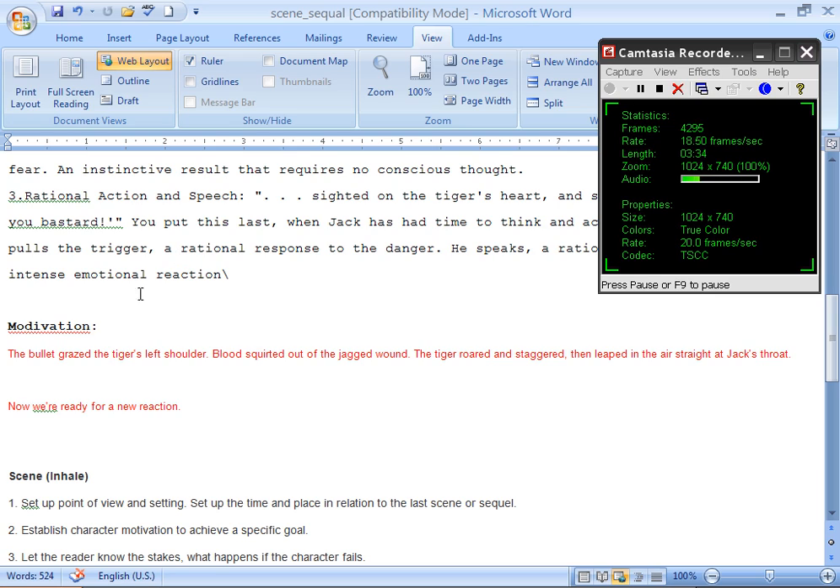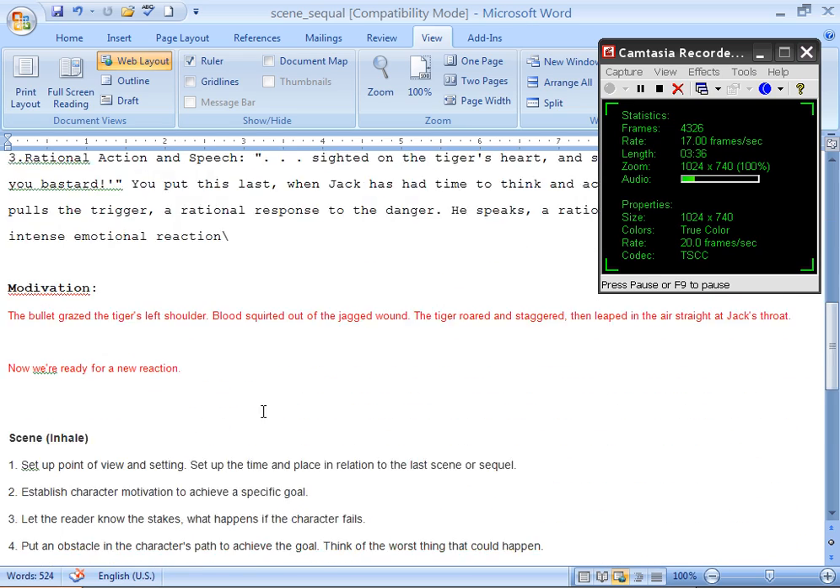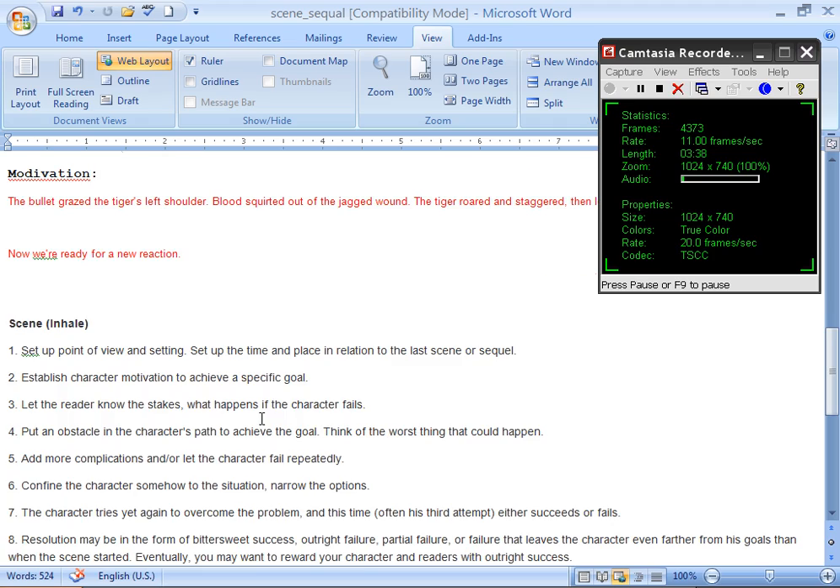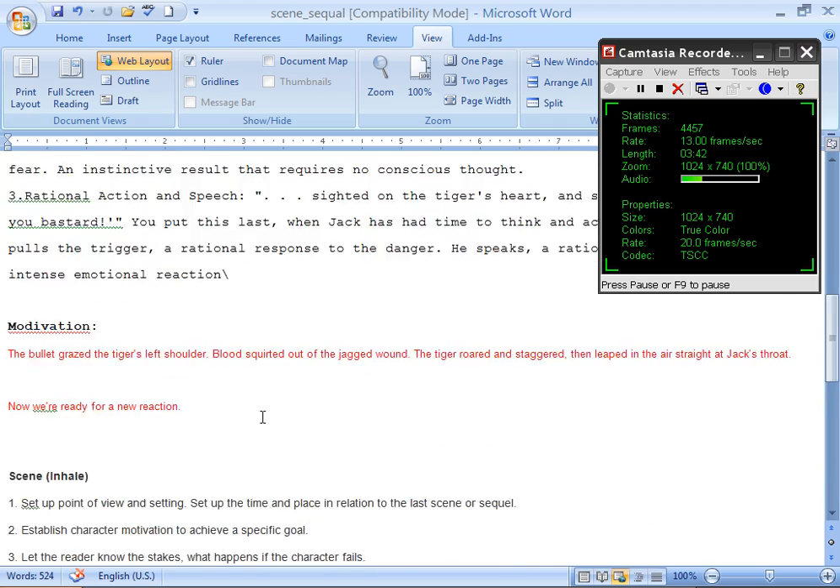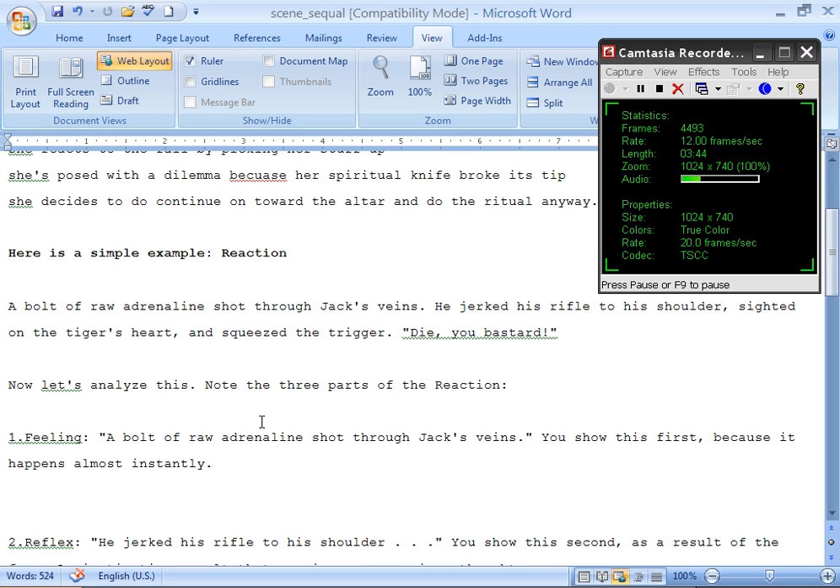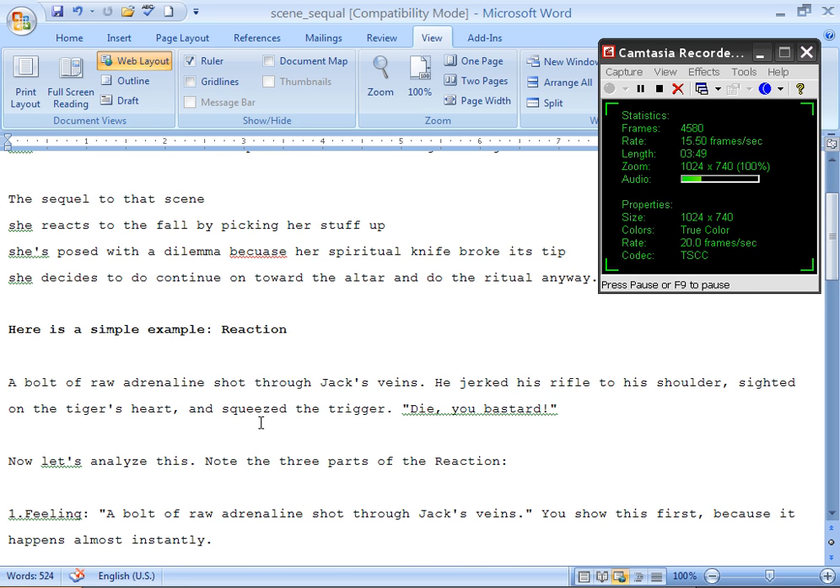That's the adrenaline. Anyway, so first you have the tiger jumping at him. That was an action. Then you have his reaction, which is the adrenaline pumping. That's his immediate reaction to the tiger coming at him.